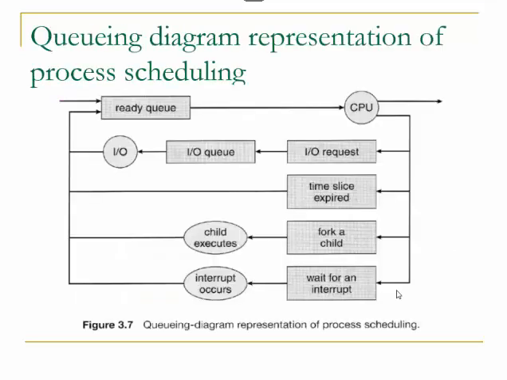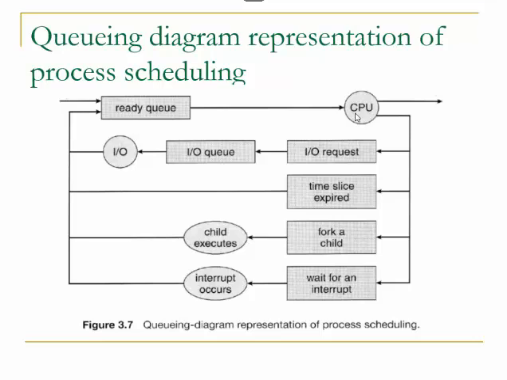Then we have a queuing diagram representation of process scheduling. There are various queues in CPU scheduling where the processes wait for their time. The first, you can see in this diagram, is the ready queue, which contains the processes that are ready to be executed and submitted to the CPU. The processes are in the ready queue and will be submitted to the CPU.